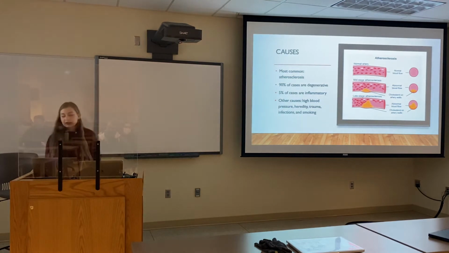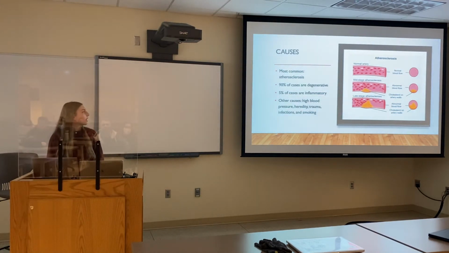About 90% of the cases are degenerative, which means that the function or structure of the aorta weakens over time, and nothing really can be done about this because the symptoms usually go unnoticed by both the patient and the physician, and often it will become too late to treat before something bad happens or the aorta ruptures. About 5% of the cases are inflammatory, which just describes the inflammation of the aorta and how it begins to thicken. Some other causes would be high blood pressure, heredity, trauma, infections, and smoking.